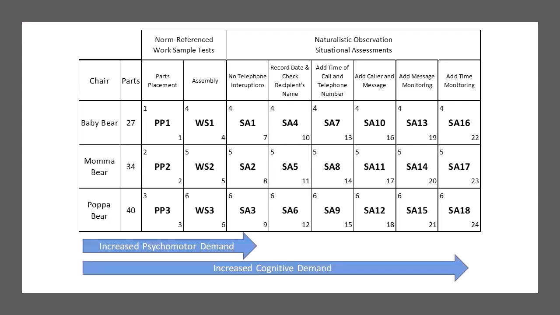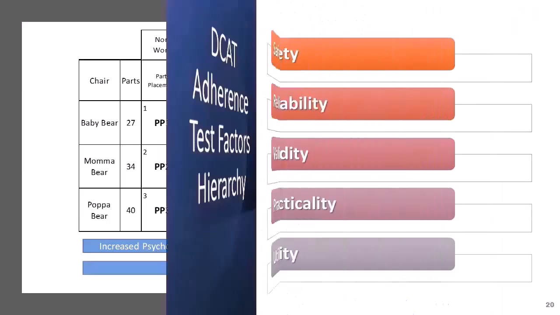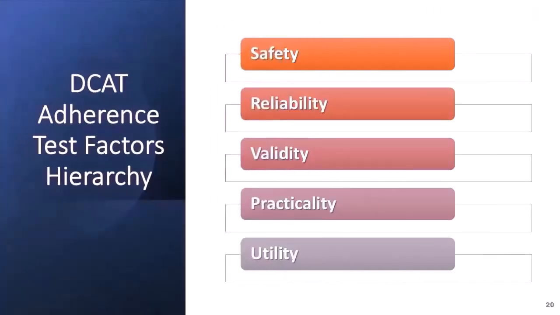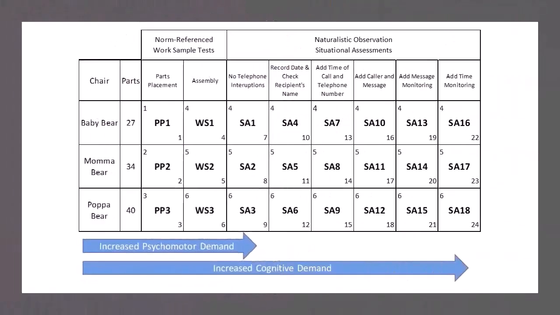But if they just completed a work sample test with the baby bear chair, why would I want to do a situational assessment with the same chair at SA1? If the client has performed so poorly on the work sample test that they're below the 5th percentile on either subtest, you may have a problem with their reliability. Please remember that the test factors hierarchy prioritizes the reliability of the client's performance over its validity. If we don't have reliability, we can't assume validity.